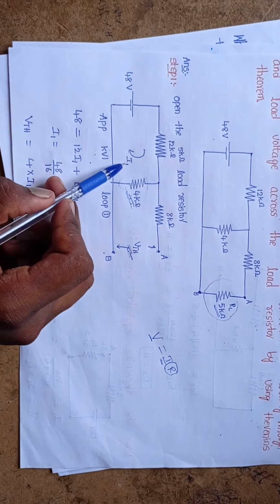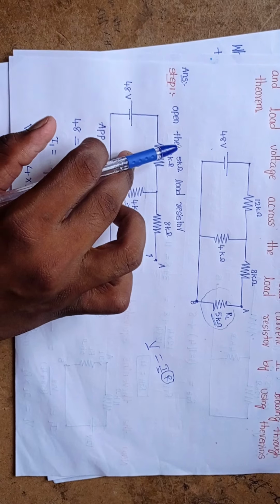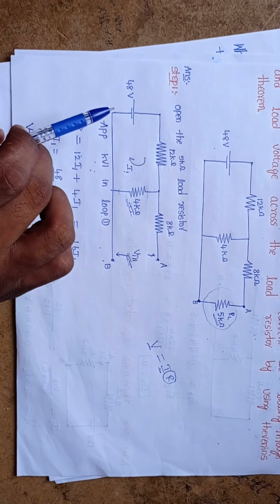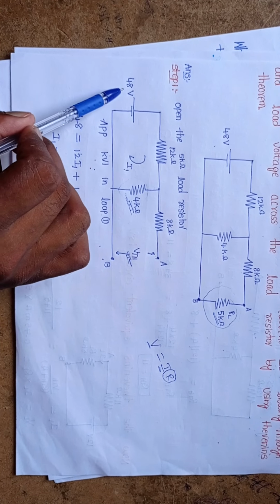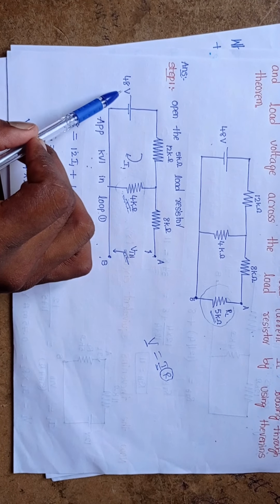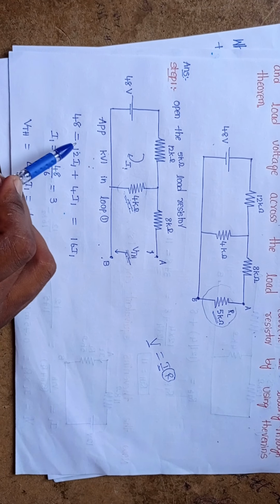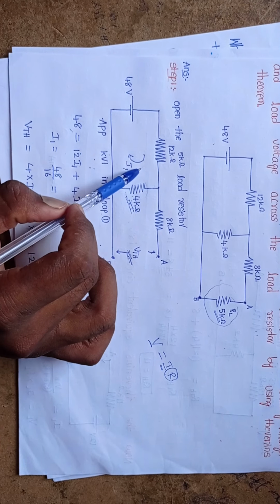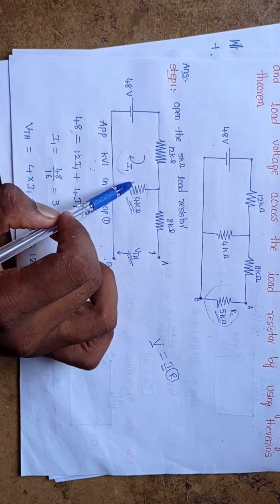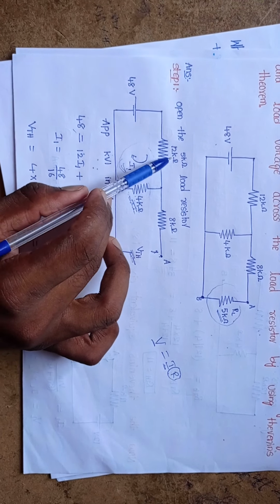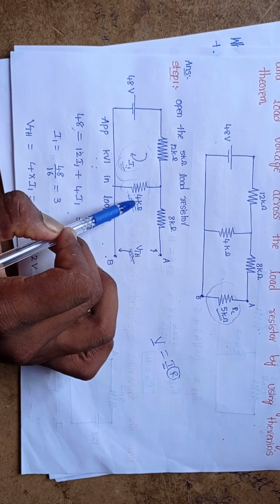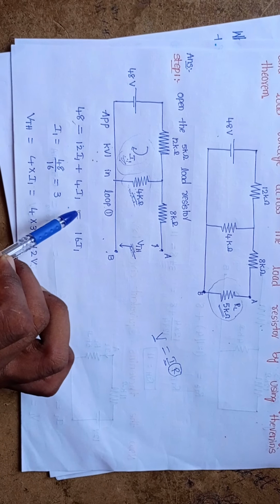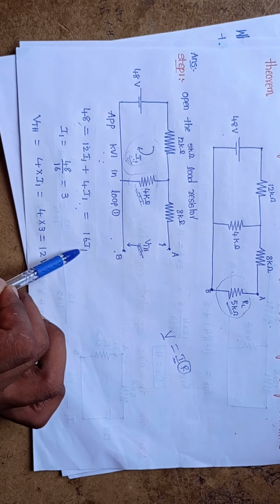For finding the I value, we have to apply the KVL in this loop. Apply KVL in loop 1. We know according to KVL, voltage rises equal to voltage drops. Voltage rises at the voltage source, that is 48 volts is the voltage rise, and voltage drops at the resistances. I assume the current flowing through this loop is I1. That's why 12I1 plus 4I1 is the voltage drops in this loop, and 12I1 plus 4I1 equal to 16I1.